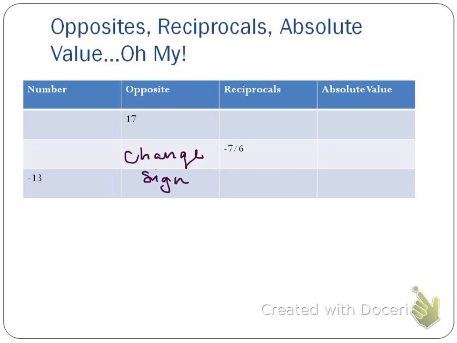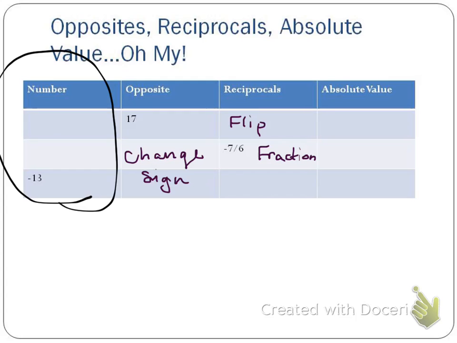Okay, let's look at opposites, reciprocals, and absolute values. With an opposite, you change the sign of the first number. So that column that says number right there, that's your go-to number. You'll always go back to that number for the reciprocal, for the absolute value, for the opposite. Reciprocals, you're going to flip the fraction, and again, you're going back to that first number on the left, and you're flipping that fraction. And then lastly, the absolute value is the positive of the original number because it's the distance away from 0.